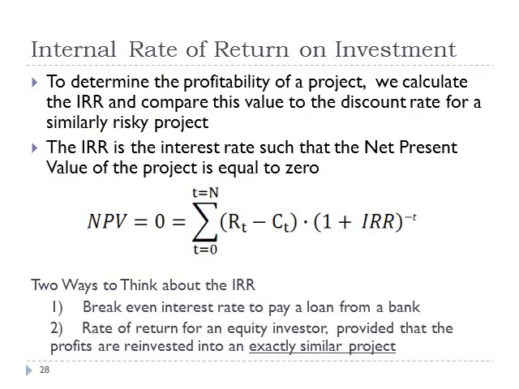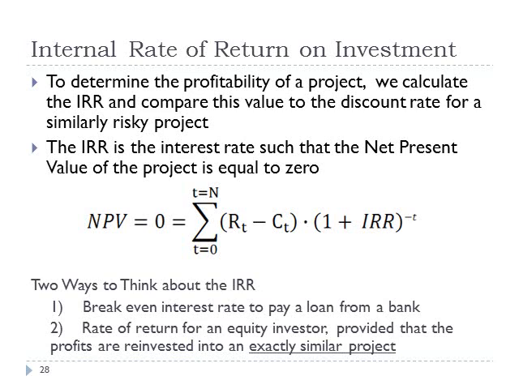Okay, so now we're going to be moving on to what's called the internal rate of return on investment. We're going to work through the way of calculating what's called the IRR. It'll give you a value in percent per year, which you then compare with other IRR values for similarly risky projects. That's probably the one caveat: you need to make sure you compare the IRR with a similarly risky project.